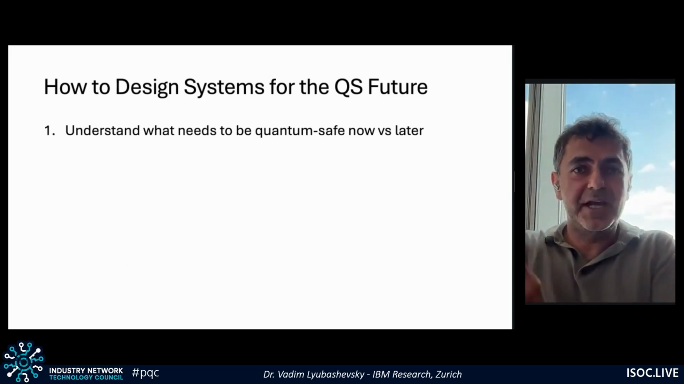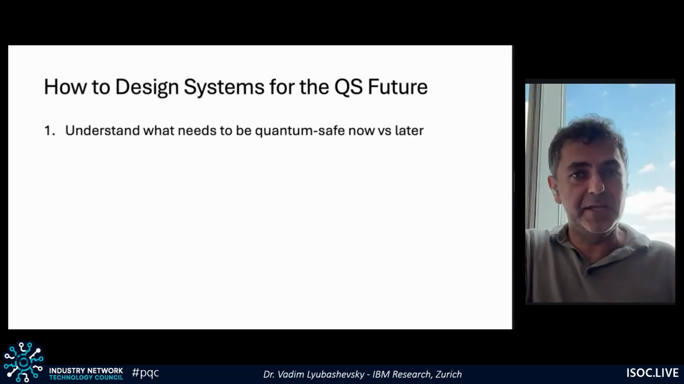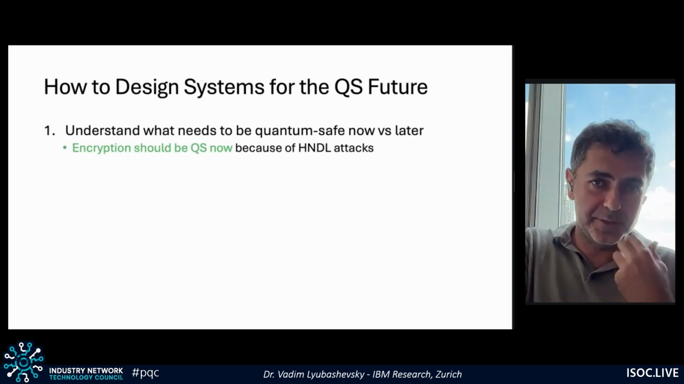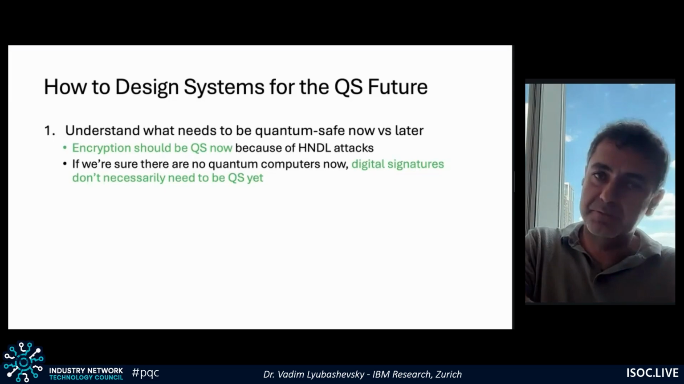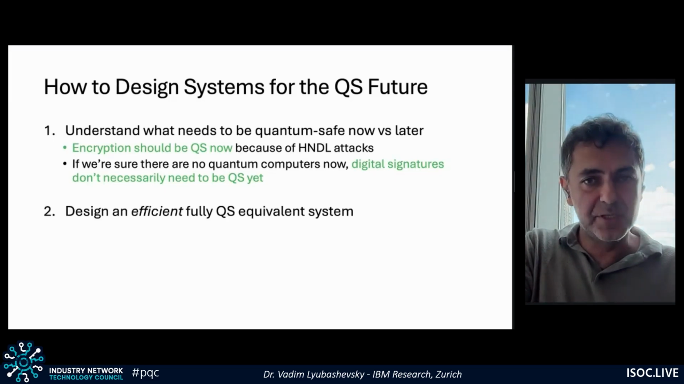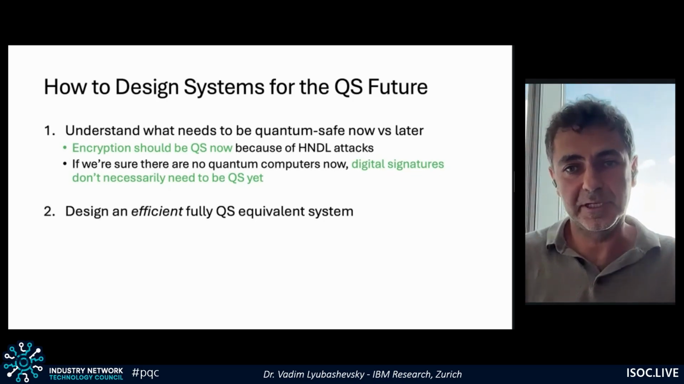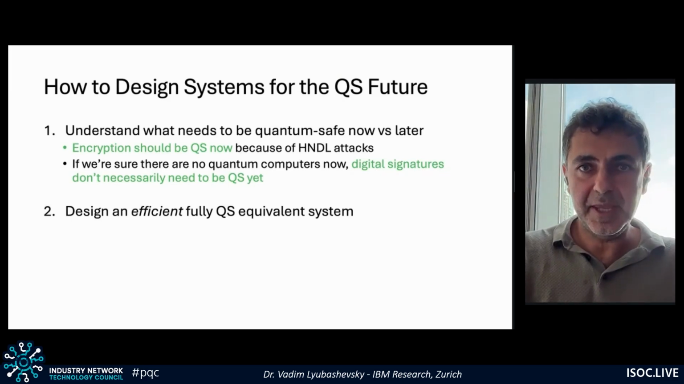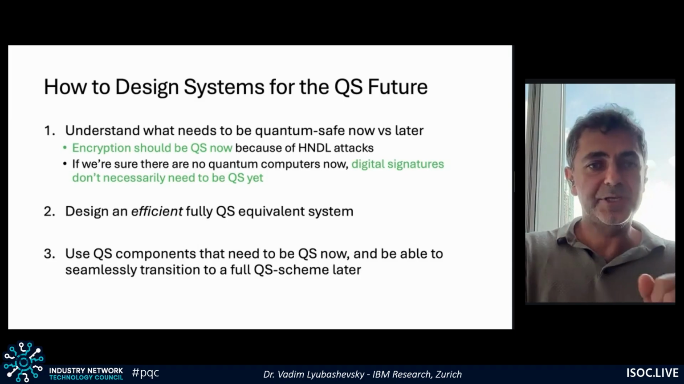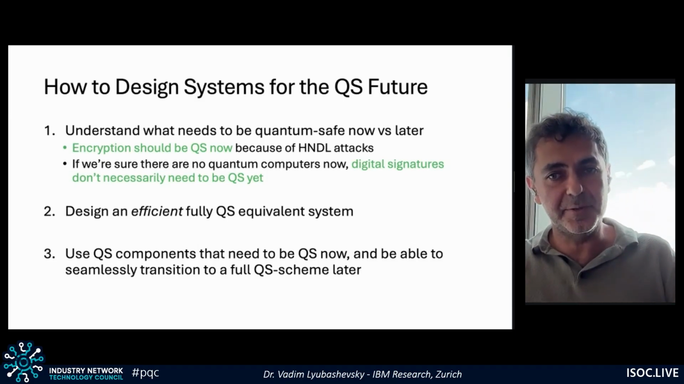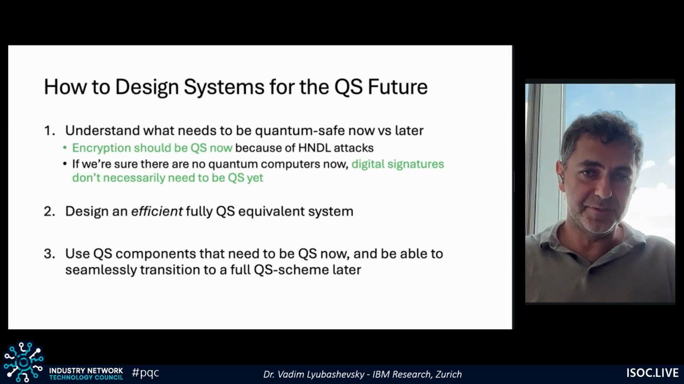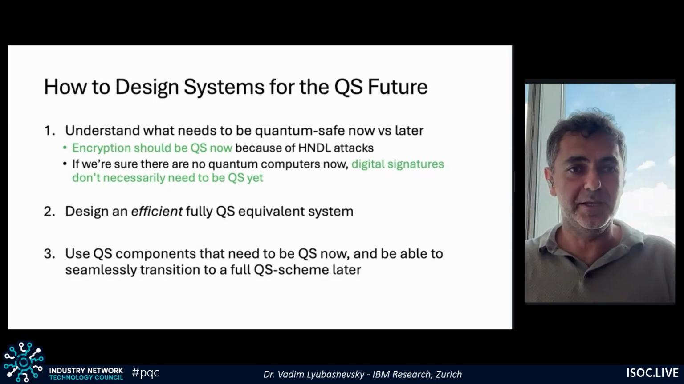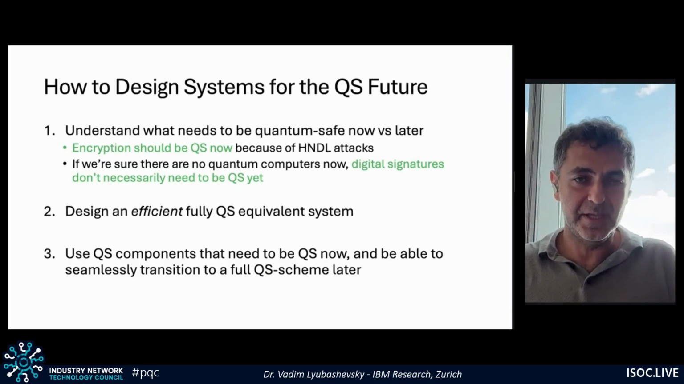So just to recap, how to design a system for the quantum safe future is, one, understand what needs to be quantum safe now versus later. So encryption, quantum safe now; authentication, digital signatures, not yet. Then you design an efficient, fully quantum safe equivalent system, saying in the long future, this is what the system will look like. This is what I will need. But then you don't have to instantiate it right away. Basically right now our systems are not plug and play compatible with quantum safe components. So we want to design them so that they are. We don't have to instantiate them yet, but design them so that they are.